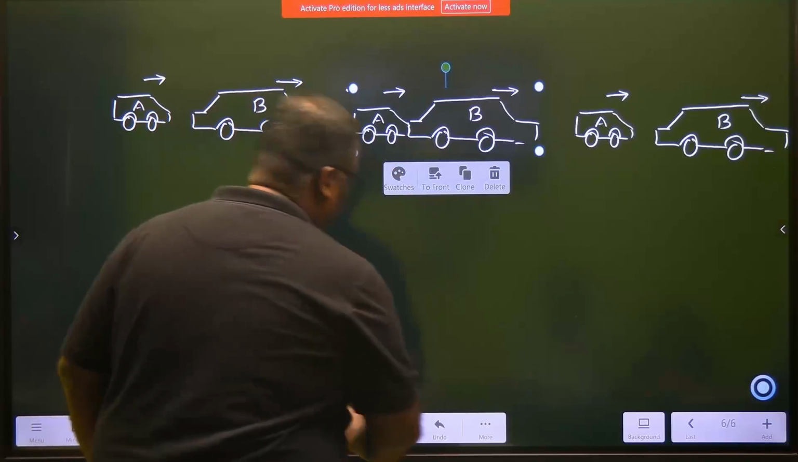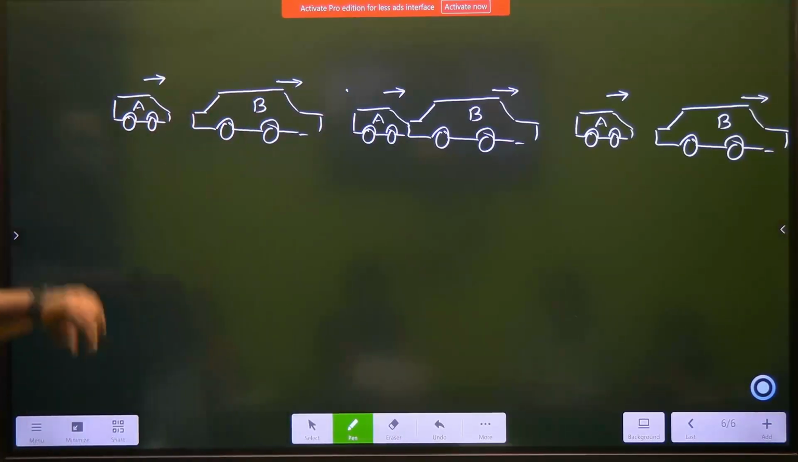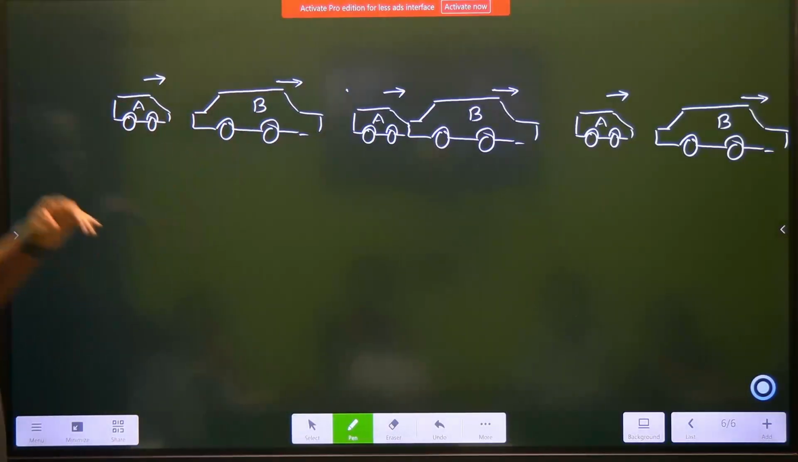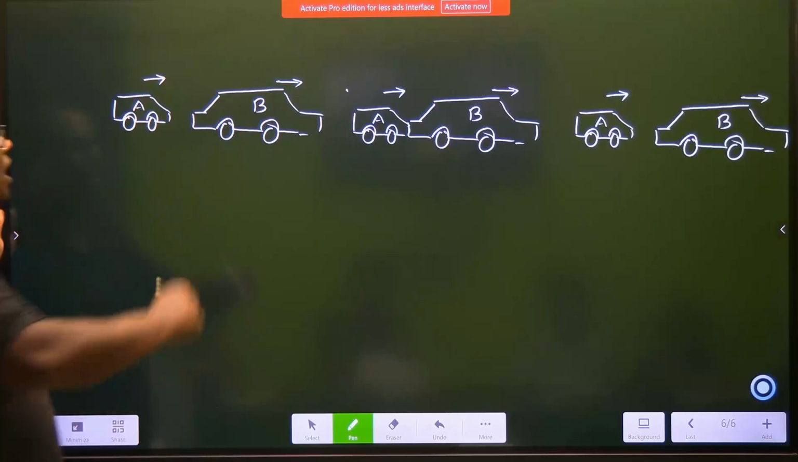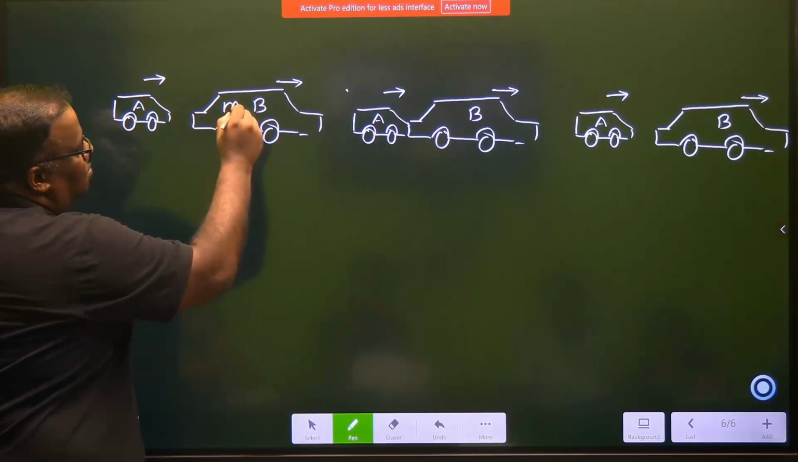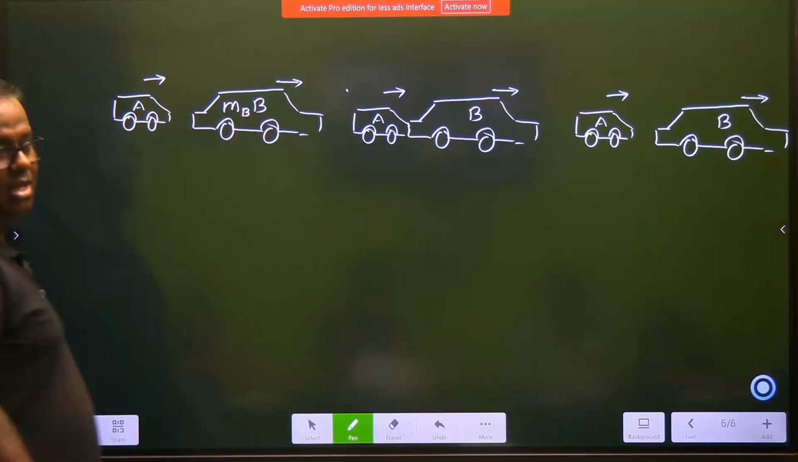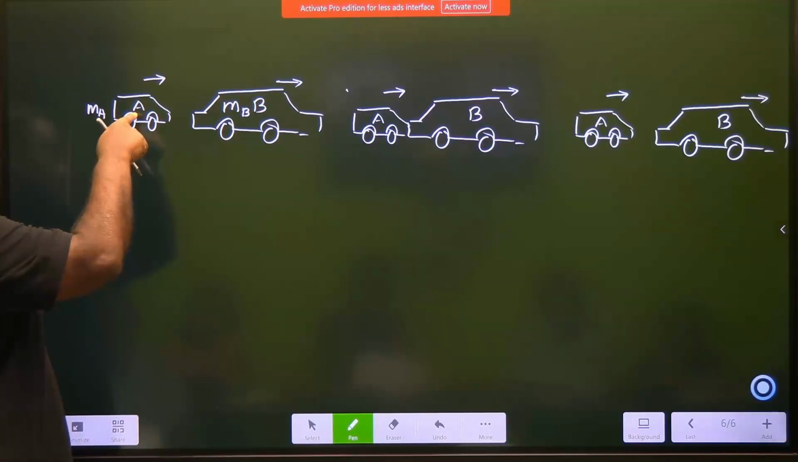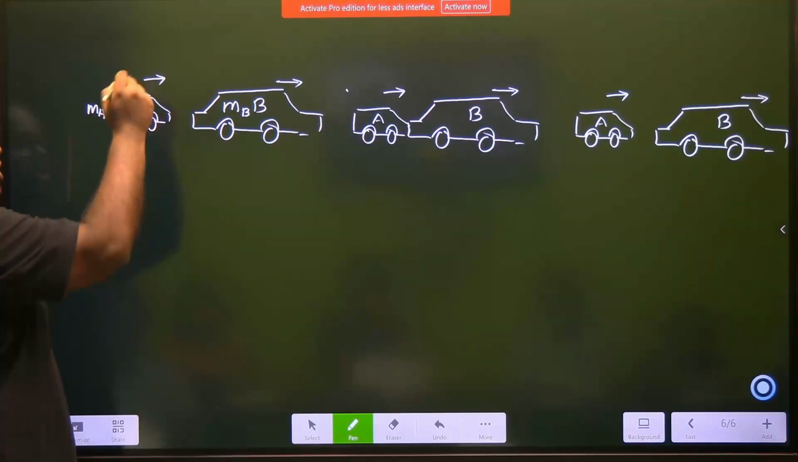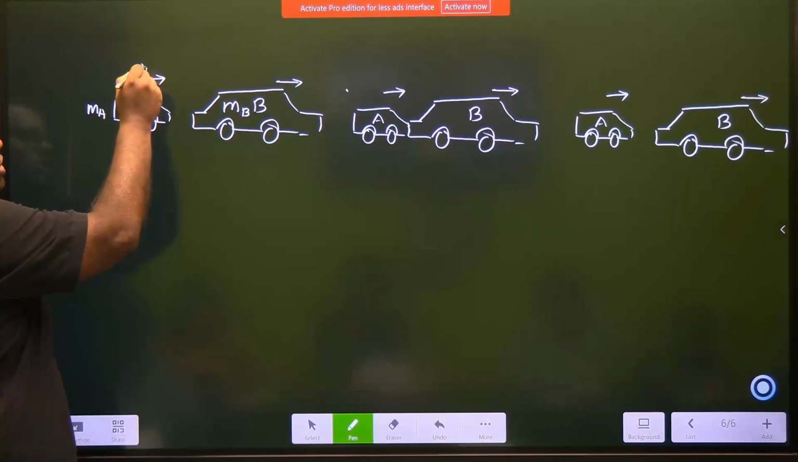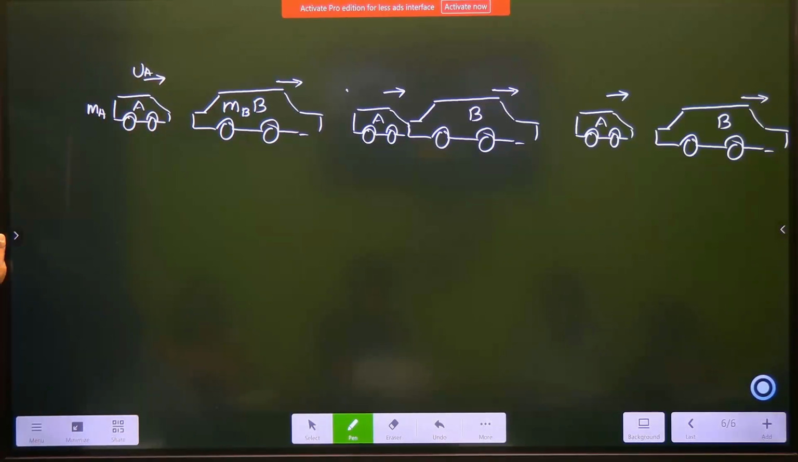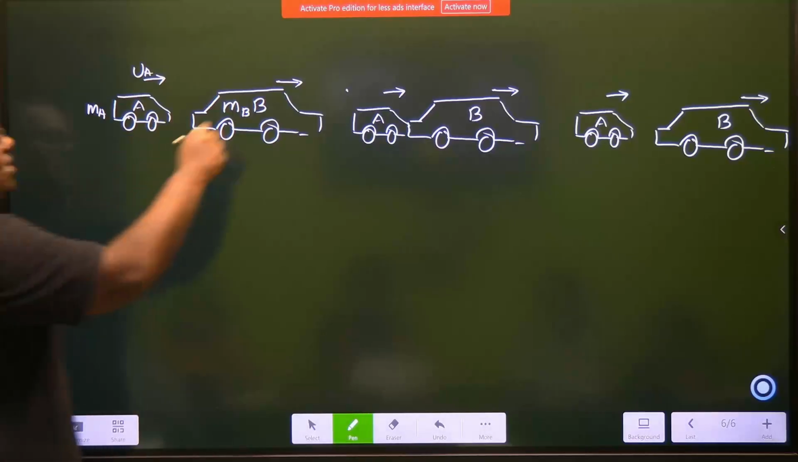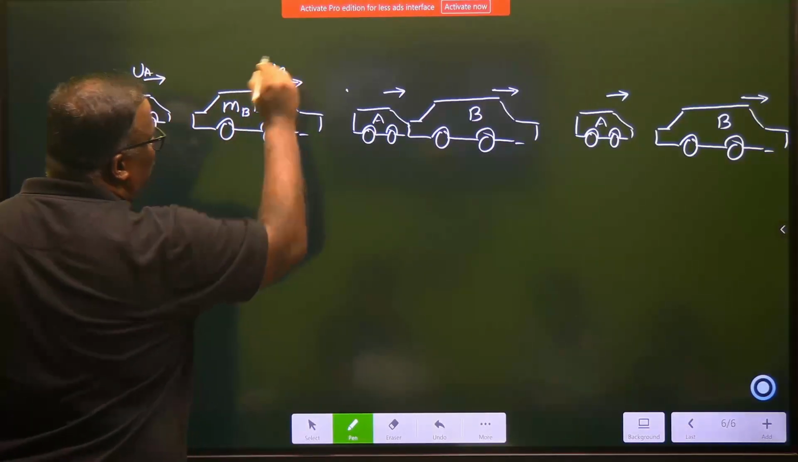Okay. Let's see this scenario. There is a car B which is moving in this direction. Let's say the mass of this car is MB. This other car has a mass, let's say MA. MA is initially moving with the initial velocity UA. MB is moving with the initial velocity UB.